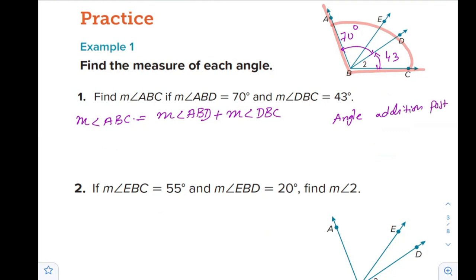And this is using the angle addition postulate. The sum of the interior angles equals the total one. And I will replace the measure of angle ABD, which is given to be 70, and DBC, 43. In this way we are adding, and this is the required one.